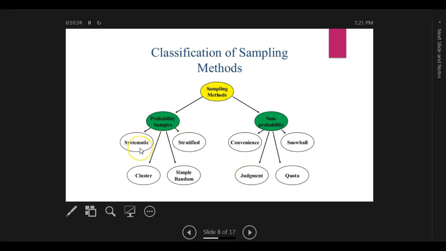Now, the way you're going to state it, when you talk about your sample, you're going to say, my sample is simple random probability sampling for, and then you describe why or how. Or my sample is convenient non-probability purposeful sampling, or non-probability sampling.